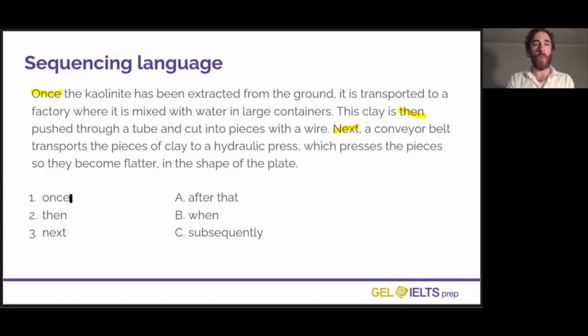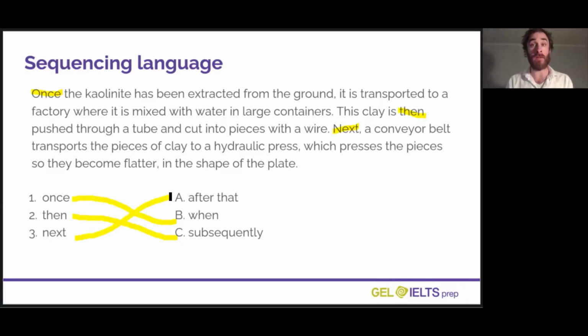Right. Once has a similar meaning to when in this example. So we can say when the kaolinite has been extracted, it is transported. Then can be replaced with subsequently. So this is a much more formal word. This clay is subsequently pushed through a tube. Next can be replaced with after that. So after that, a conveyor belt transports the pieces of clay.